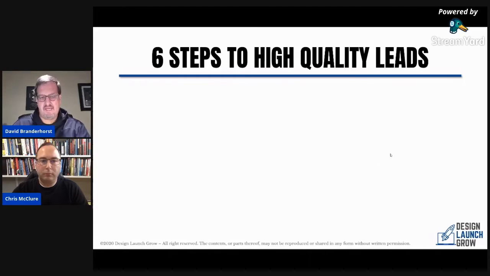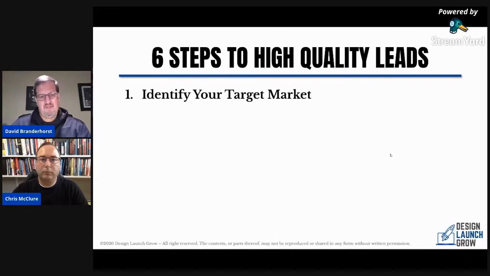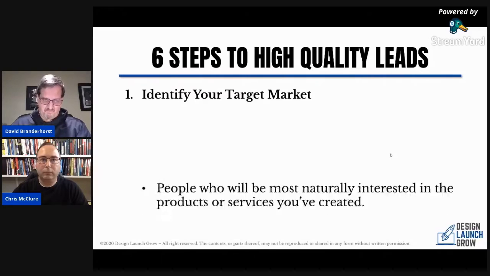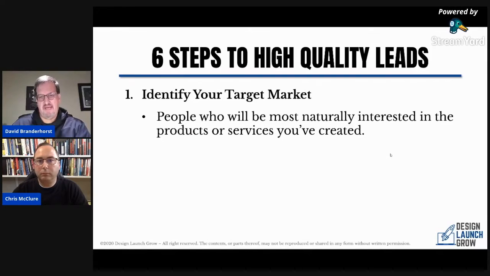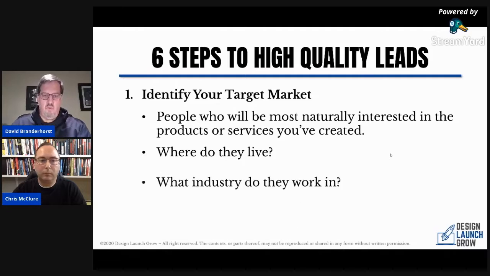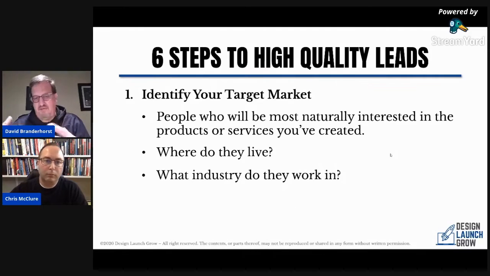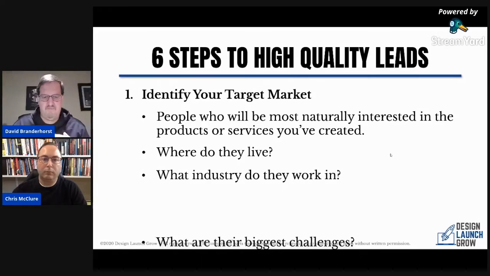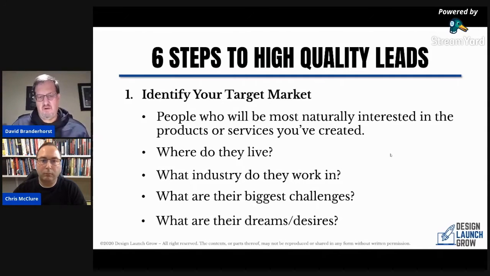So how do we get these leads? How do we get high quality leads for our business? Well, the first thing we have to do is identify your target market. These are people who will be most naturally interested in the products or services you've created. Again, we've got to think about who is my ideal client, who would be most likely to be interested in my products, in my services, in the things that I do. Who are those people? Where do they live? What industry do they work in? Are there certain types of industries they're likely to be involved in? What are their biggest challenges and what are their dreams and desires?